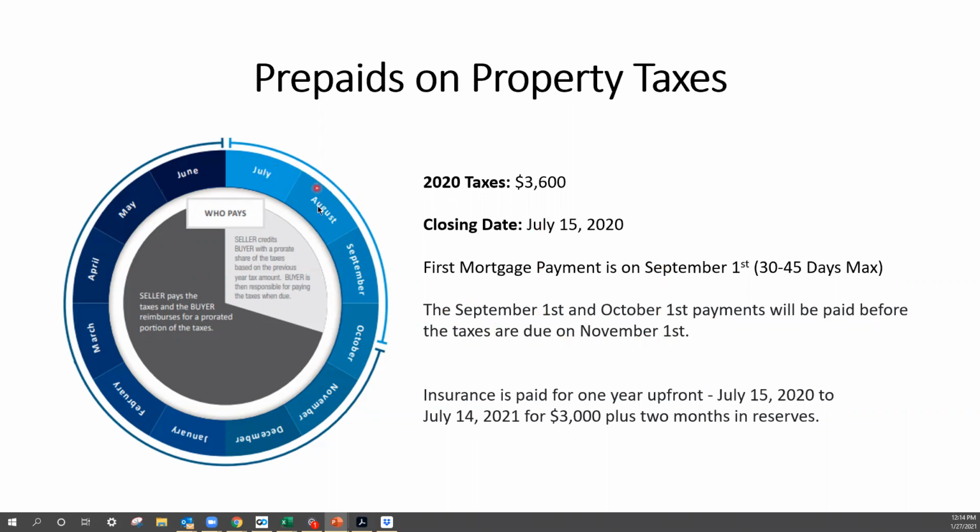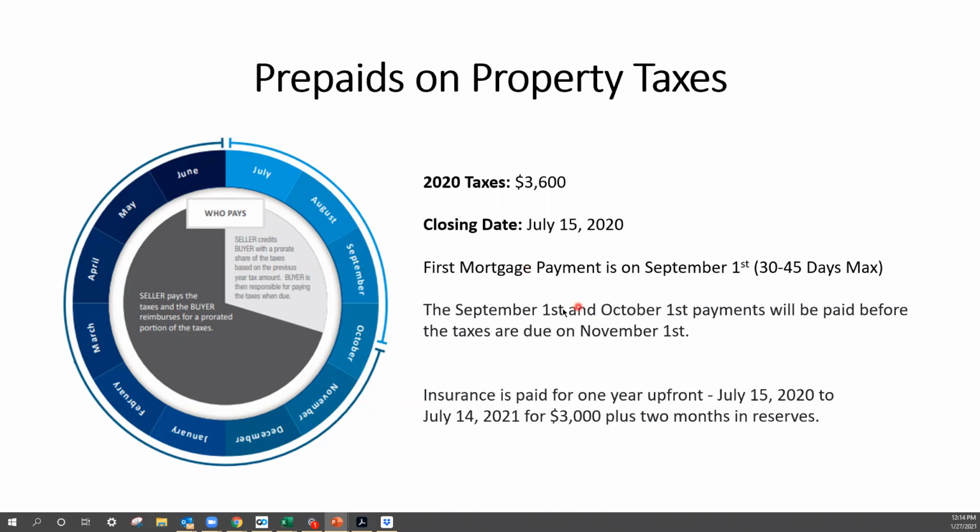And your buyer is not going to have a payment for August and September. Well, actually, I'm sorry. Your buyer is not going to have a payment for July 15 to July 31st, which is about 16 days there. And then you have August, which is 30 days. So those extra days, they're not going to have any payments. So their first payment is going to be September 1st. The September 1st and October 1st payments will be paid before the taxes are due on November the 1st. So the bank is going to collect these two for sure because they need to get ready for paying the taxes on November the 1st.